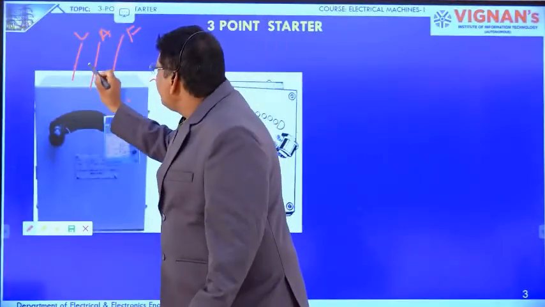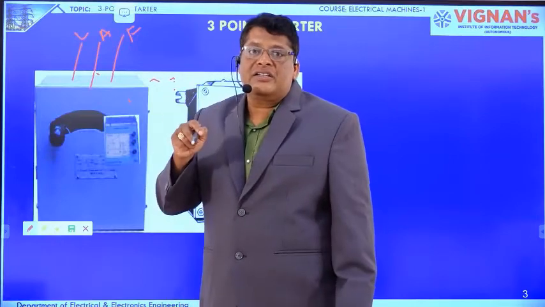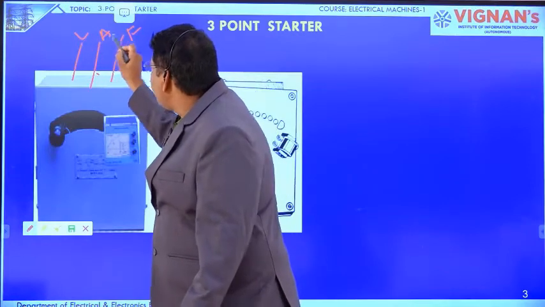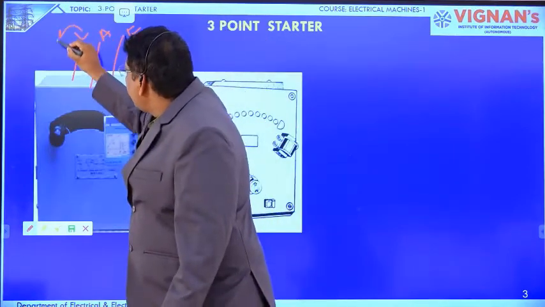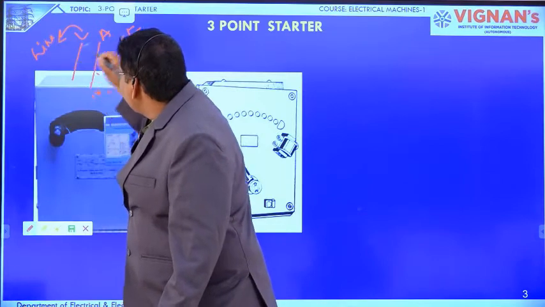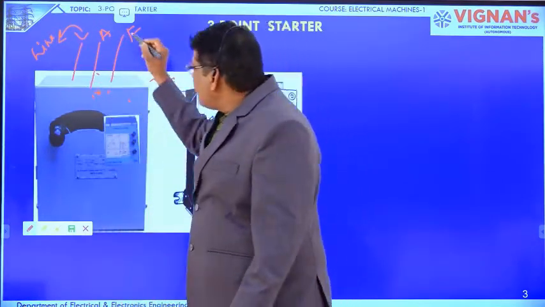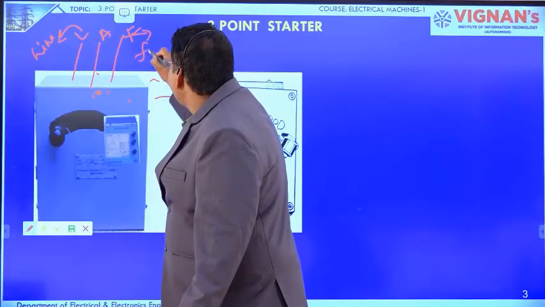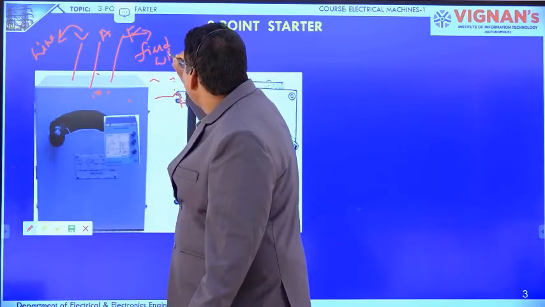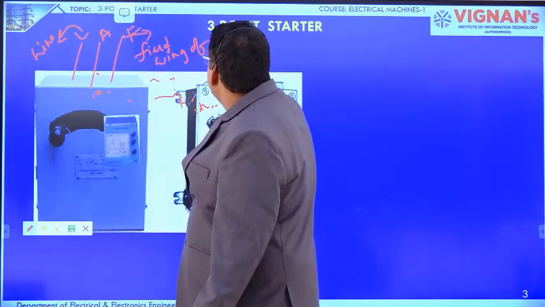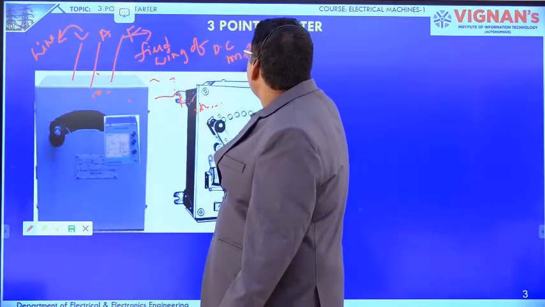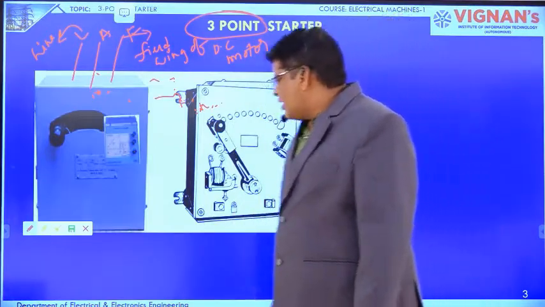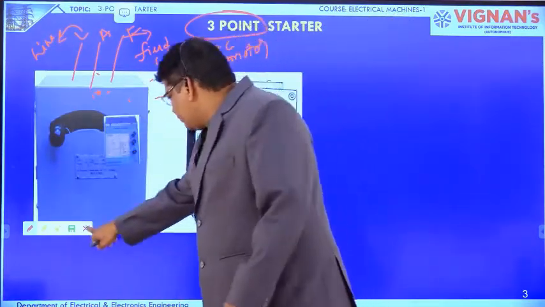That's why we are calling it a 3-point starter: 3 points, 3 terminals. What is the name for these? L, A, F. L is the line, A is the armature, so this wire should be connected to the armature of the DC motor. F should be connected to the field winding of the DC motor. That's why we are calling it a 3-point starter. This is the front view.